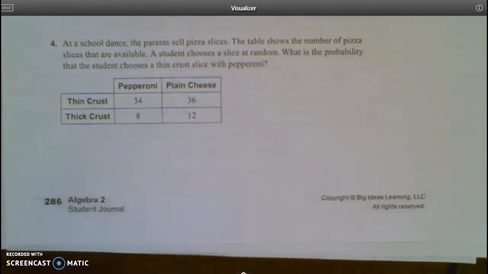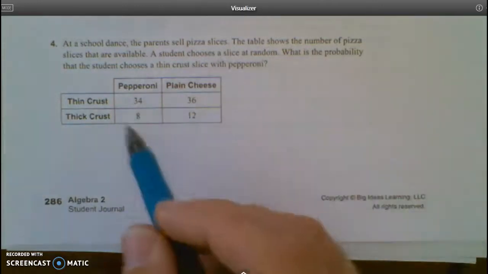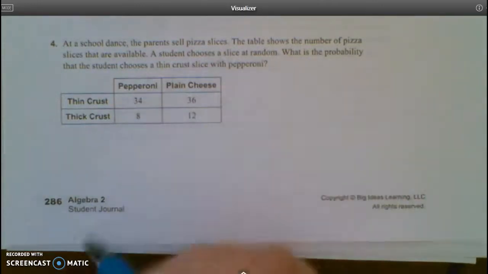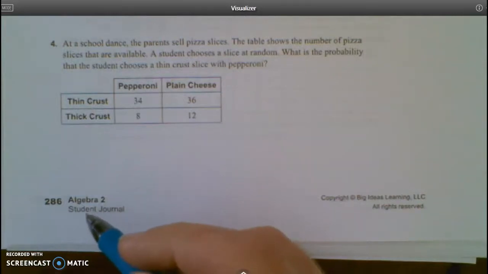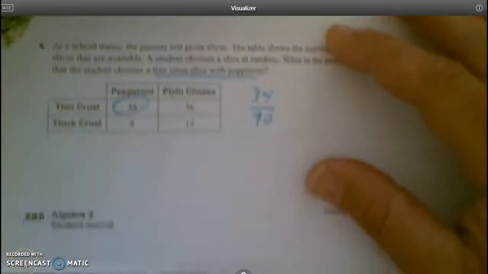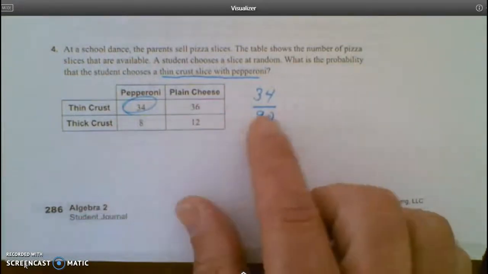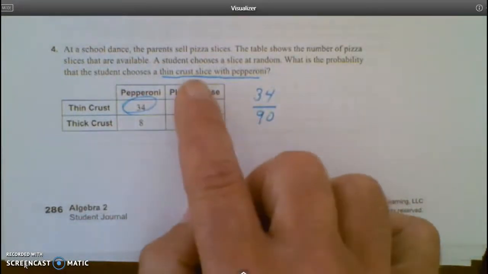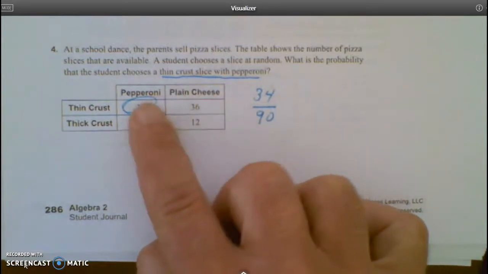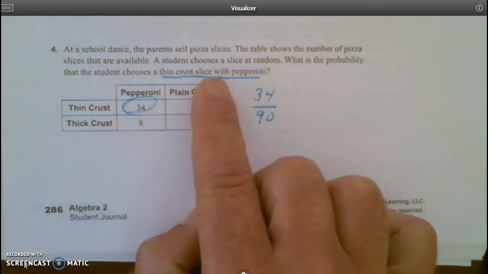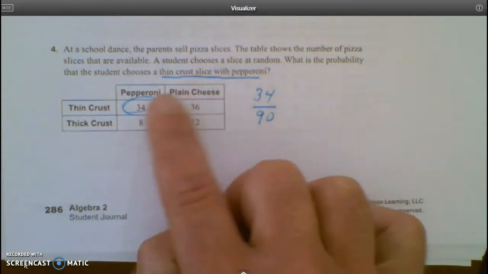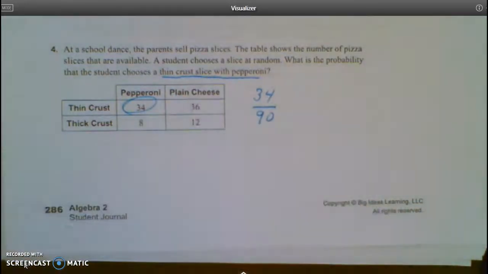So last one, there's a little probability about pizza here. So consider it in a grid like this. What would be our total possible outcome for this? So you can see that there is a total of 90 options. If I add all 4 of those together, it's going to be out of 90. I simply list the one that matches the description that they're giving me, which was the thin crust with pepperoni. So 34 out of the 90 fit that description.